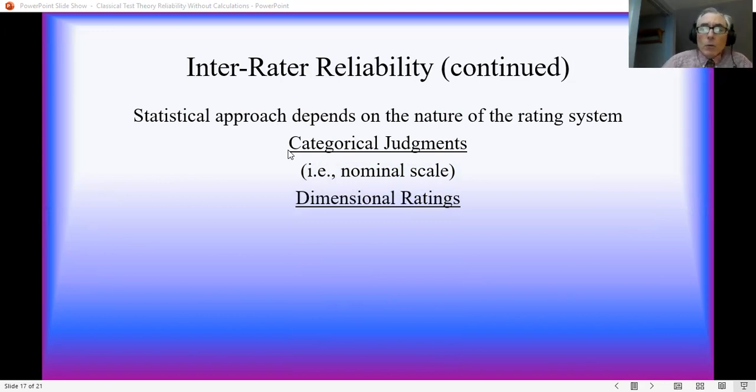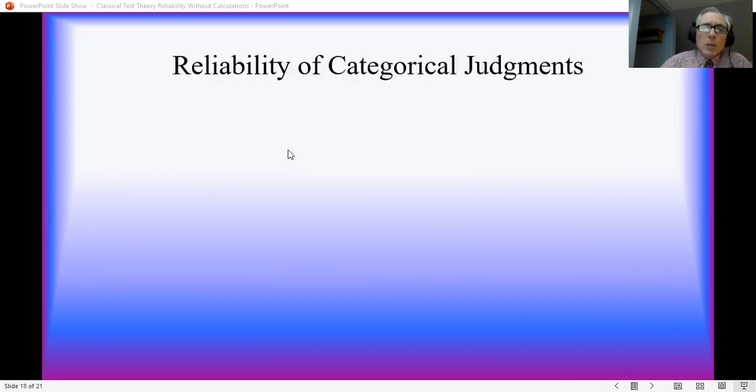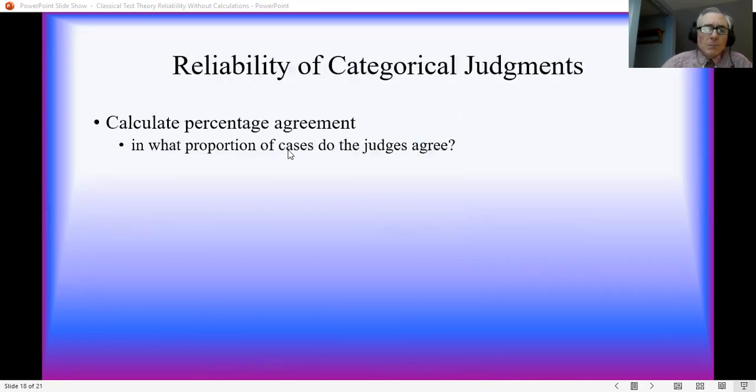On other occasions, we are making dimensional ratings. We're scoring the grant proposal on a 1 to 100 scale. We're rating the gymnast on a 1 to 10 scale, and so forth. And here we're, at least in principle, on something like an interval or ratio scale. So we use different statistics.